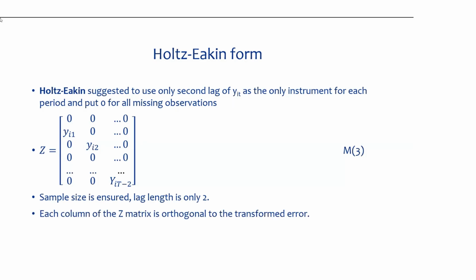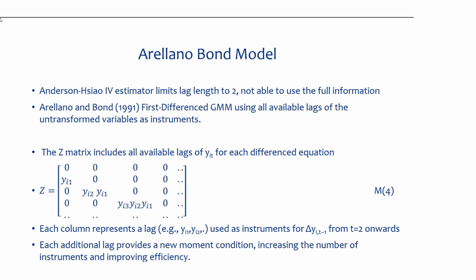The answer to this comes from Arellano and Bond. Okay. Arellano and Bond gives an answer to this. We don't use the Anderson and Hsiao model because of its limitation, because you can just use 2 lags. Okay, so the Anderson and Hsiao model has its limitations. The Holtz-Eakin model gives a suggestion to overcome the problem of losing some observations, but the limitation still remains that you are just using the second lag.